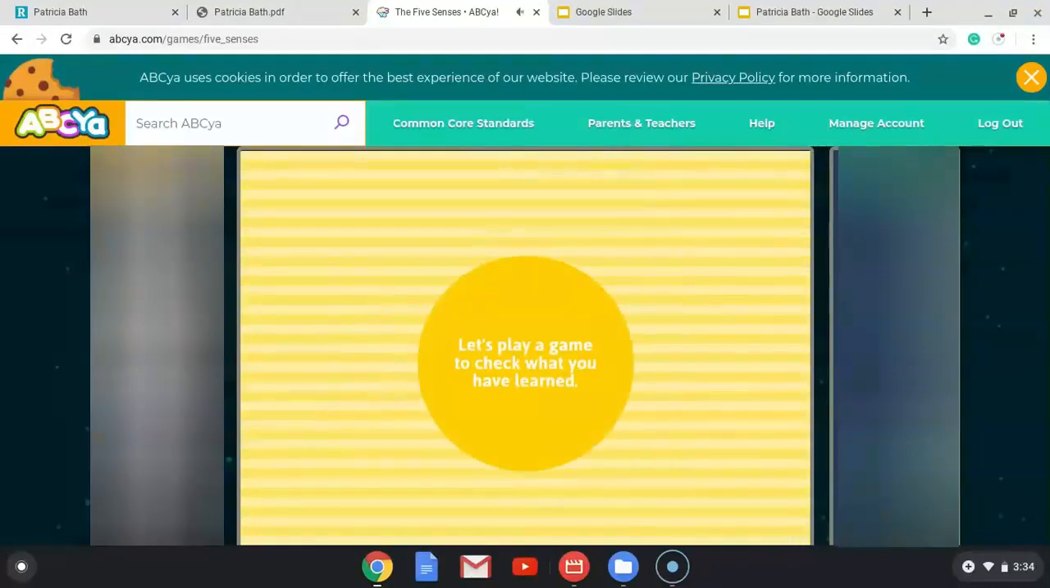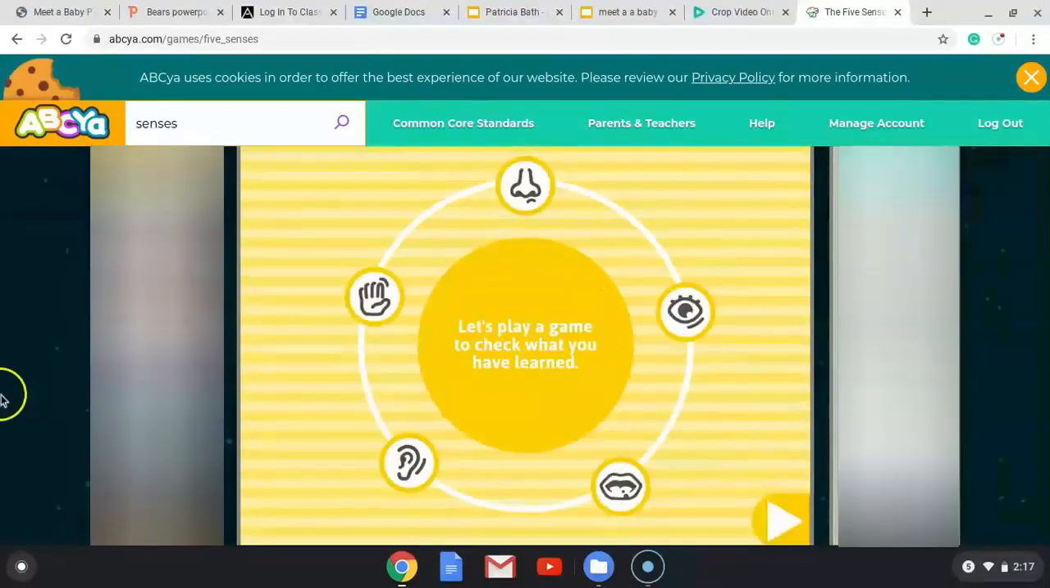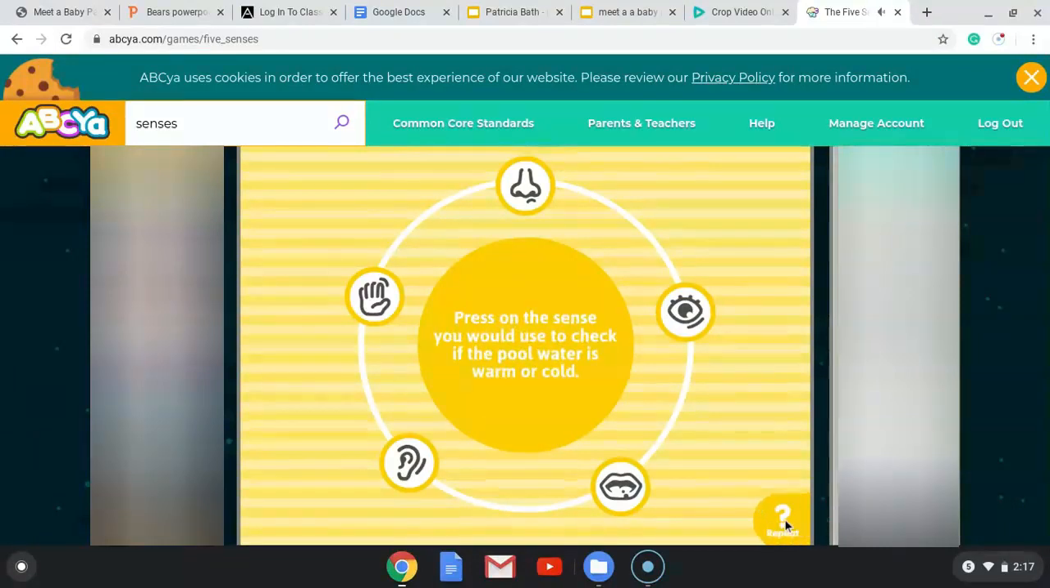Let's play a game to check what you have learned. I'm going to model the first 2, and then we can do the others together. Press on the sense you would use to check if the pool water is warm or cold. Which sense will I use to determine if the water is warm or cold? I will have to probably touch to feel the temperature difference. I'm going to go with this one.